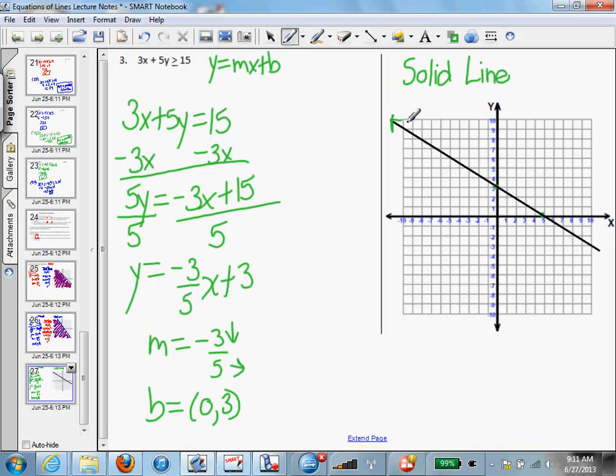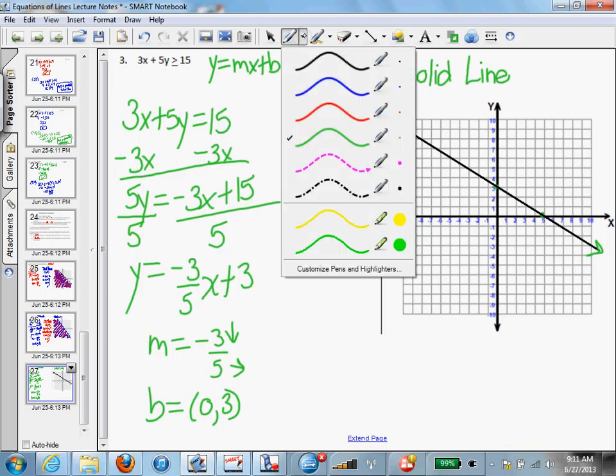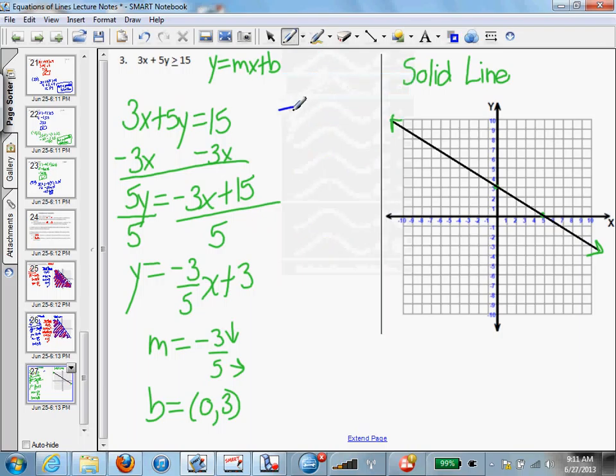Now something I've forgotten to say is I like to add arrows to the end of my lines to show that the line extends forever in the positive and negative direction. Okay, so now we actually need to find test points.